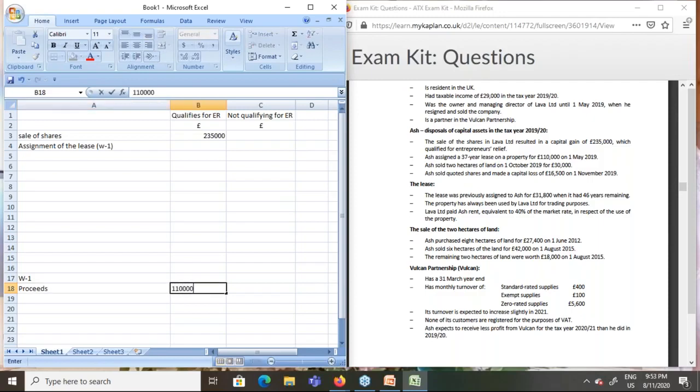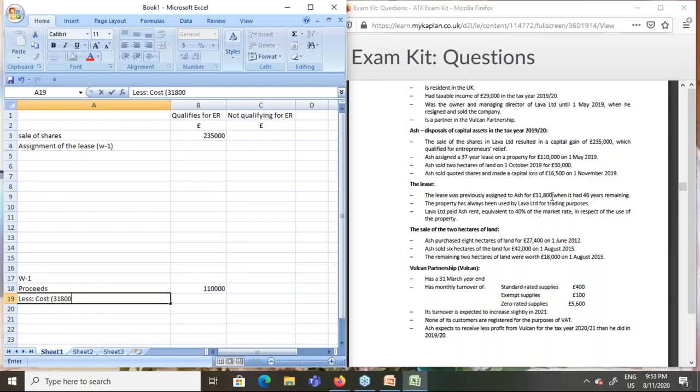£110,000. Then you need to deduct the cost of the lease. Now there you have to be a little careful. There's a special way to calculate the cost of the lease that you have disposed. Now for how much did you acquire the lease? 31,800. The cost of the lease was 31,800.